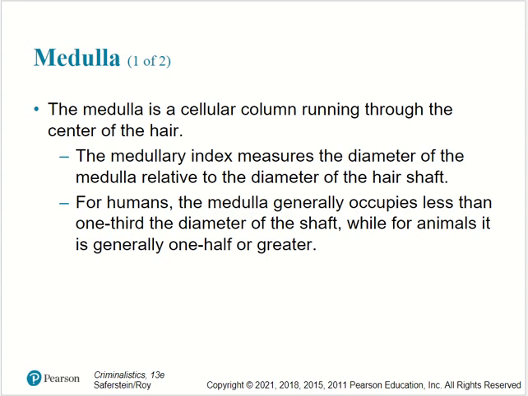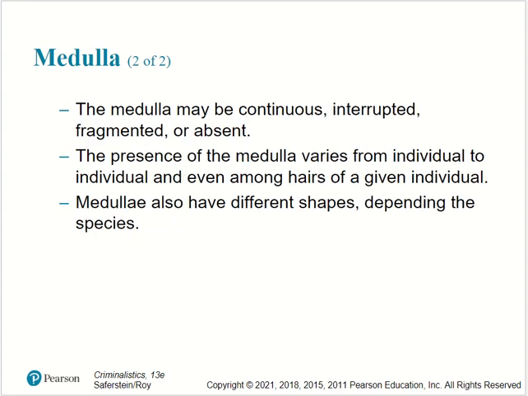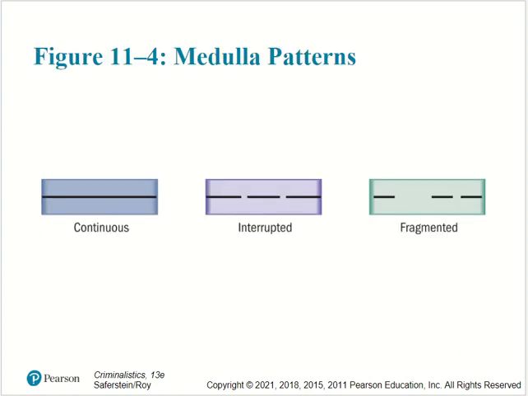The medullary index measures the diameter of the medulla relative to the diameter of the hair shaft. For humans, the medulla generally occupies less than 1/3 of the diameter of the shaft, while for animals it is generally 1/2 or greater. The medulla may be continuous, interrupted, fragmented, or absent. The presence of the medulla varies from individual to individual and even among hairs of a given individual. Medullas also have different shapes depending on the species. Here we have continuous, interrupted, and fragmented patterns of medulla.